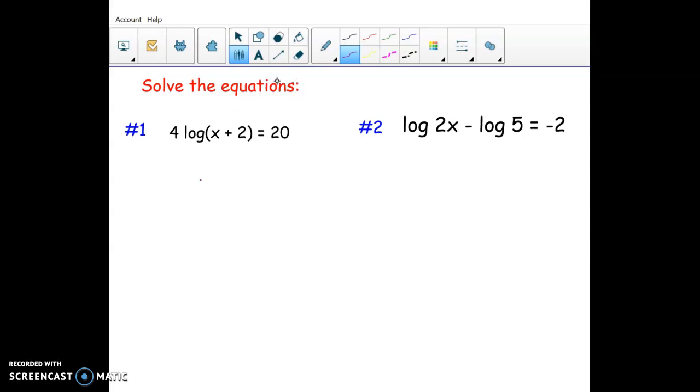All right, this is just continuing our review of Chapter 7. Here's a couple more solve ones that can be kind of tricky, so just remember to isolate the log first before you switch forms. So pause the video and give these two a shot.